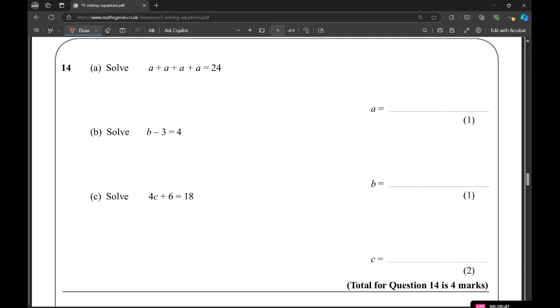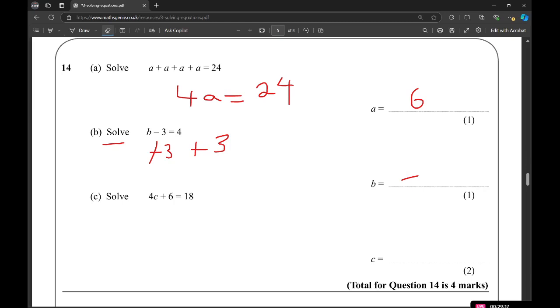14a, so solve a plus a plus a plus a. That'll be equal to 4a. So 4a is equal to 24. Divide by 4 on both sides, we get a is equal to 6. Next one, solve b minus 3 equals 4. What's the opposite of minusing? It would be to add. So add 3 to both sides. b equals 4 plus 3, which is 7.